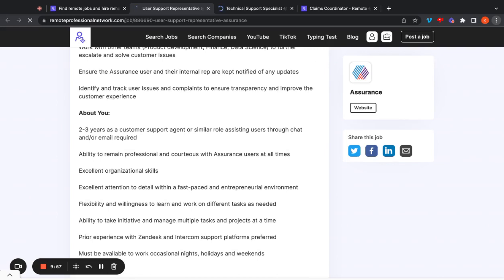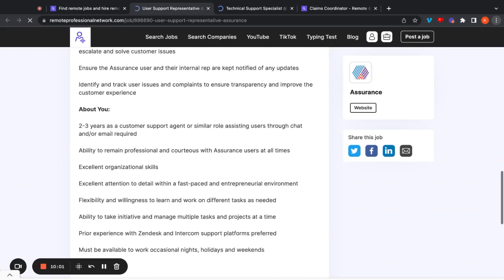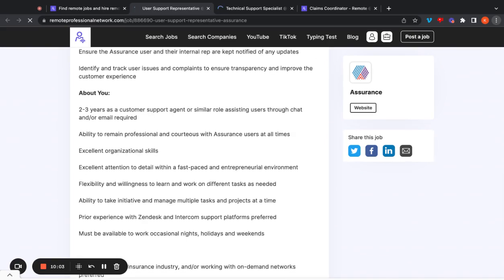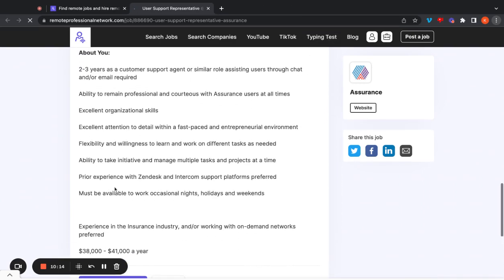2 to 3 years of customer support experience assisting users through chat and/or email, the ability to remain professional and courteous with Assurance users at all times, great organizational skills, excellent attention to detail, and the ability to work in a fast-paced environment. And they'd also like you to be able to work occasional nights, holidays, and weekends.